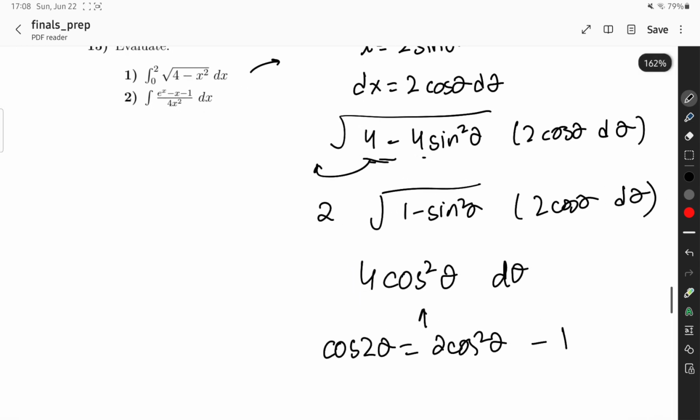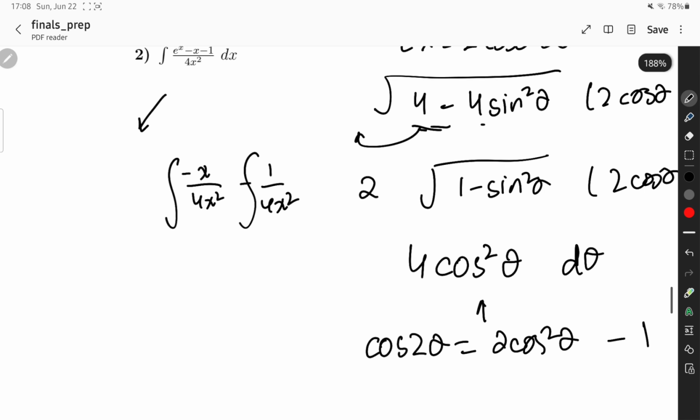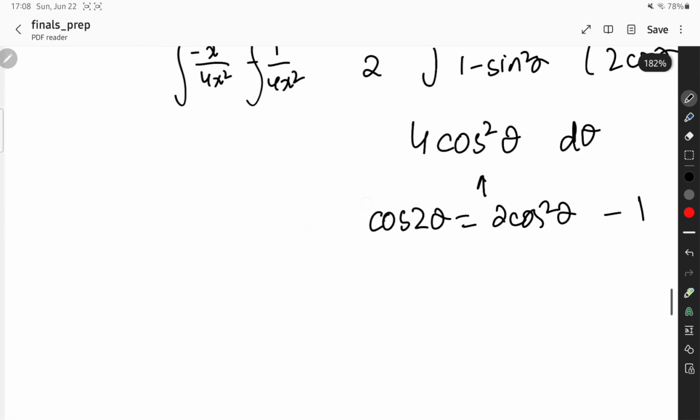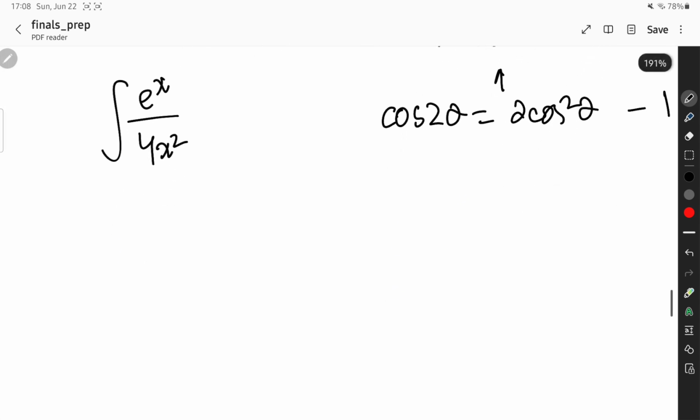Now let's look at the second question. A similar sort of diagnostic would apply here. You see these two terms are easy because they're simply algebraic. Nothing special about them, these would apply to a simple power rule. What about the first term, which is e to the x divided by 4x squared? So our question reduces to actually solving this one. How do you solve this?